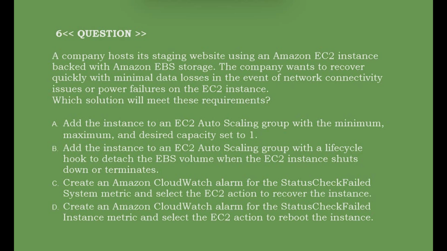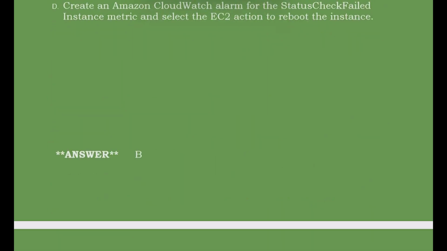Option C. Create an Amazon CloudWatch alarm for the status check failed system metric and select the EC2 action to recover the instance. Option D. Create an Amazon CloudWatch alarm for the status check failed instance metric and select the EC2 action to reboot the instance. Correct answer is option B.